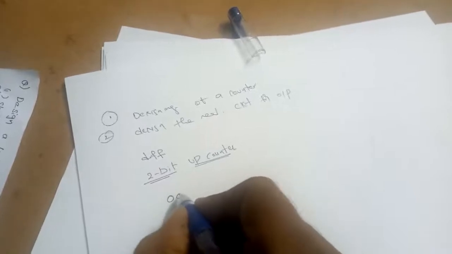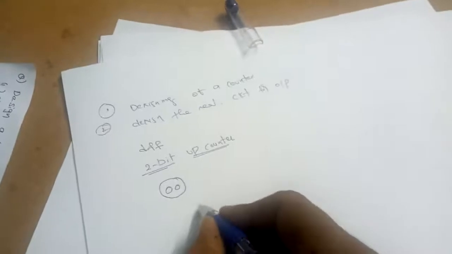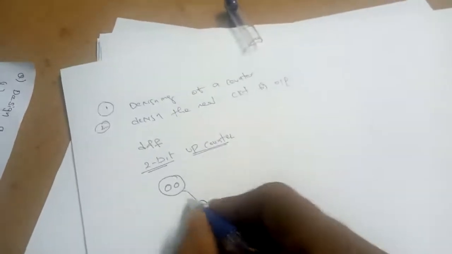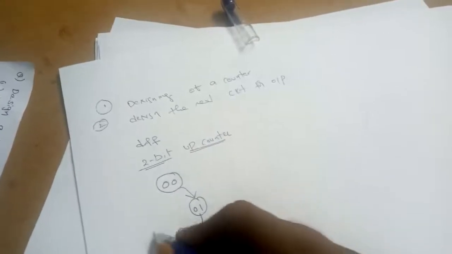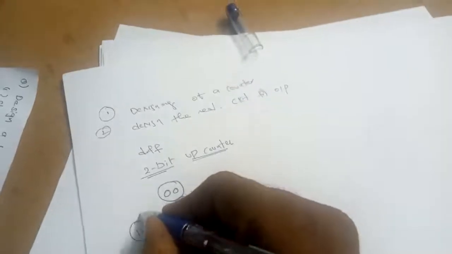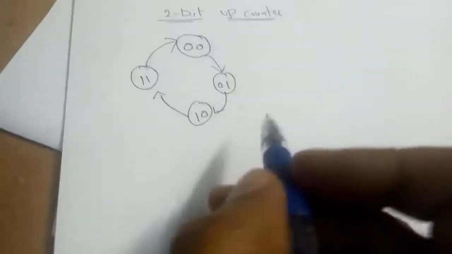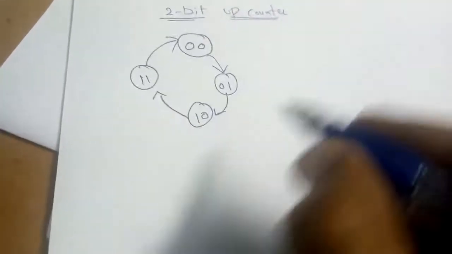For a 2-bit counter, if the present state is 00, the next state will be 01. If the present state is 01, the next state will be 10. If the present state is 10, the next state will be 11. If the present state is 11, the next state will be 00. Now let us draw this state diagram in terms of a state table.